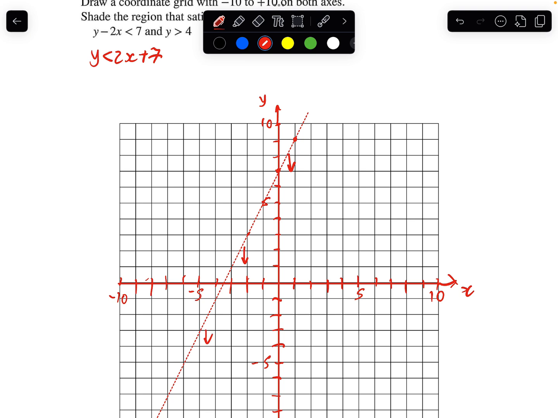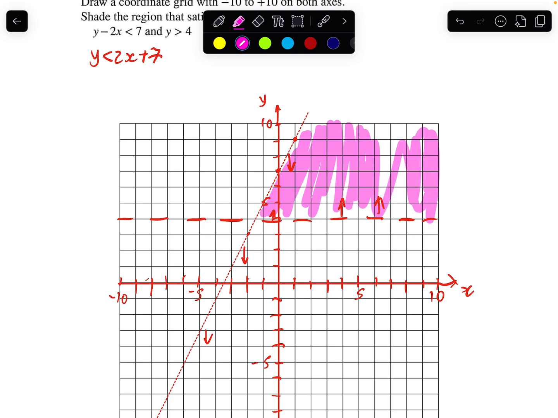Y is greater than 4. So same thing. I'm going to do a dash line going horizontally at y is equal to 4. Since it's not equal to, it's just greater than 4. That is there. And since we have y is greater than 4, I must be above this line. So I'm looking for where I'm below the diagonal line and above the horizontal line. And that is this entire section here.